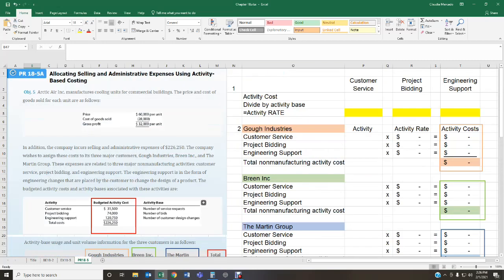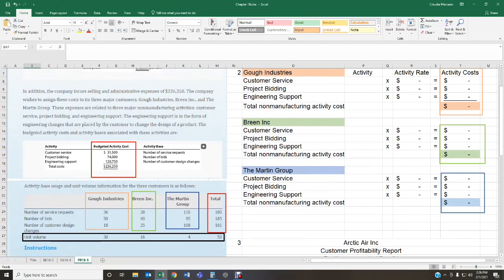Okay, so I've got a breakdown up here. I've got my 3 activities. We've got customer service, project bidding, and engineering support. Now what I'm going to do is get my cost for each of the activities and divide by my activity base. Your activity base is provided as the number of service requests, the number of bids, and the number of customer design changes, and we get a breakdown by customer.